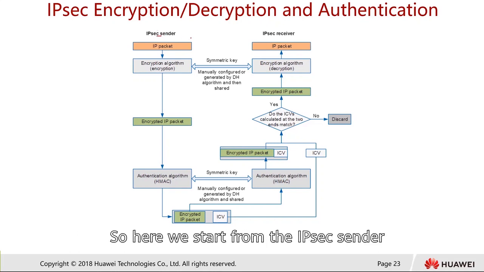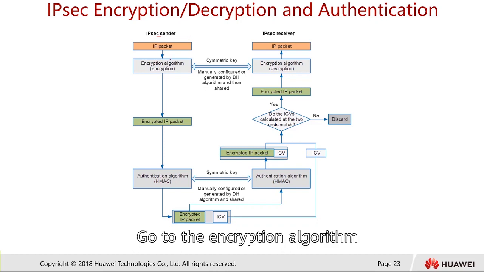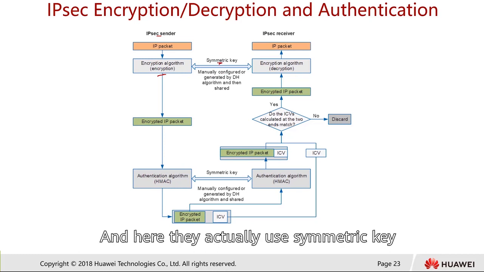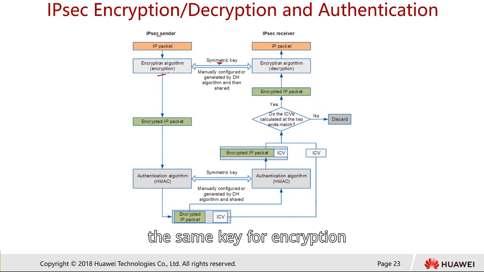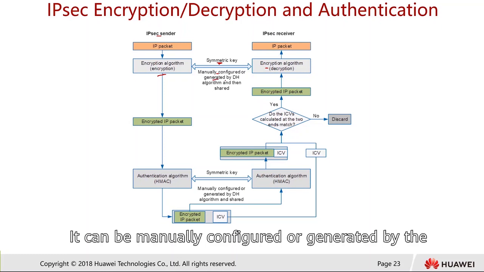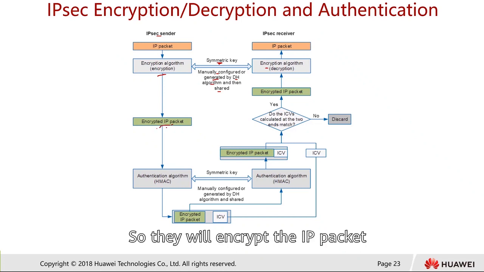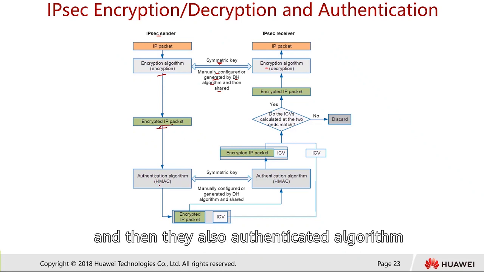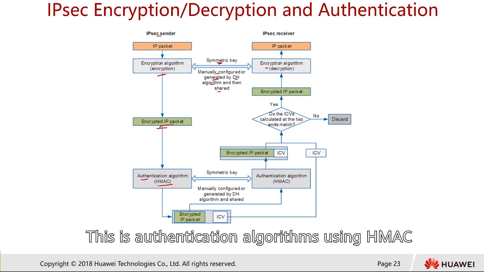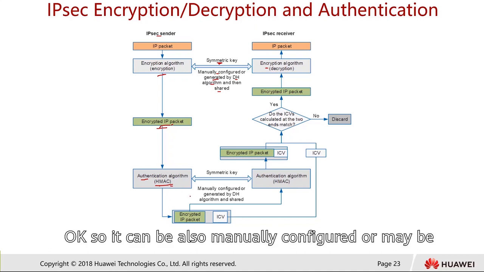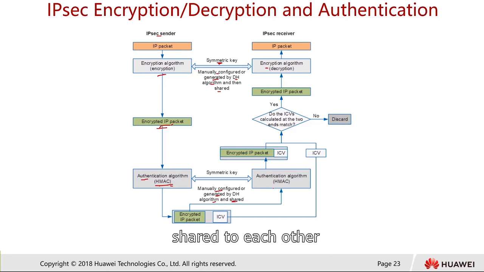Here we start from the IPsec sender. It goes through the encryption algorithm, and here they use a symmetric key, the same key for encrypt and also the same key for decrypt. It can be manually configured or generated by the DH algorithm and then shared with each other. So they will encrypt the IP packet, and then they will also authenticate, using an authentication algorithm such as HMAC, for example. It can also be manually configured or generated by the DH algorithm and shared with each other.